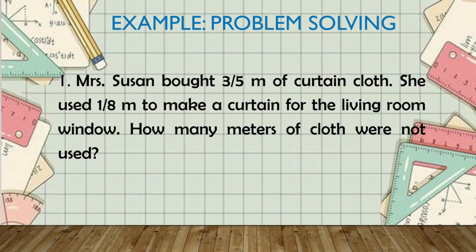Okay. So kung iintindihan natin, si Mrs. Susan daw pumili ng kurtina na 3/5 meter. Yun ang sukat. Then ginamit daw niya yung 1/8 meter para sa kanyang kurtina sa living room. Sa bintana ng kanyang living room. Now, the question is, how many meters of cloth were not used? Okay, so that is the problem.